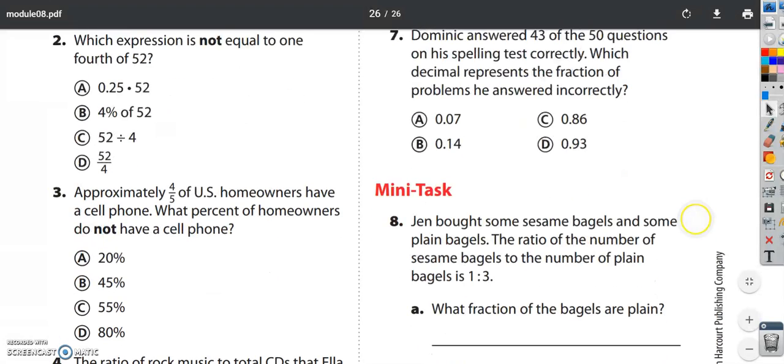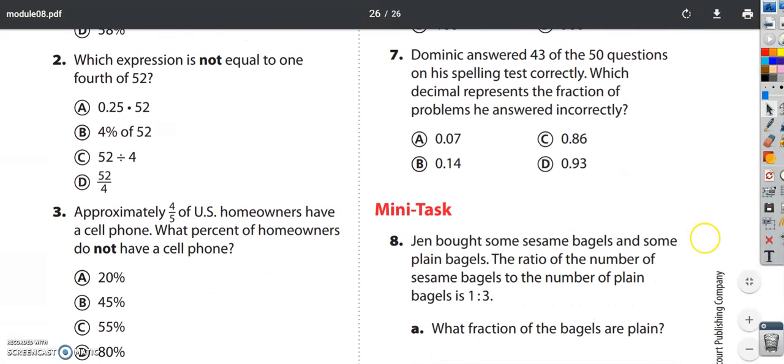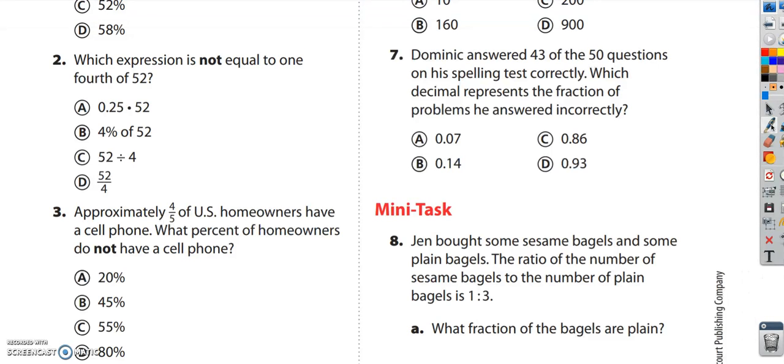Number 7, I think I'm going to have to just do 7 here, and then I'll have to move down the page one more time. Number 7 says, Dominic answered 43 of the 50 questions on a spelling test correctly. Which decimal represents the fraction of problems he answered incorrectly? Really, this should probably be a percent problem. We're going to solve it the same way we would solve a percent problem. The teacher at the top of Dominic's page would have written it as 43 out of 50.